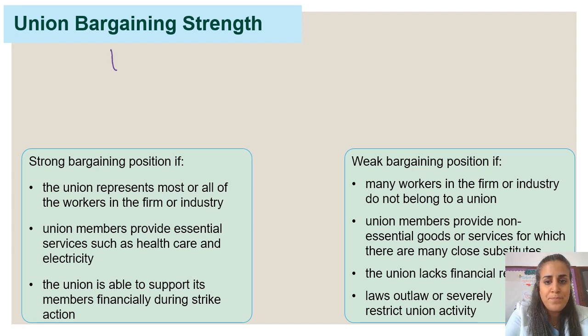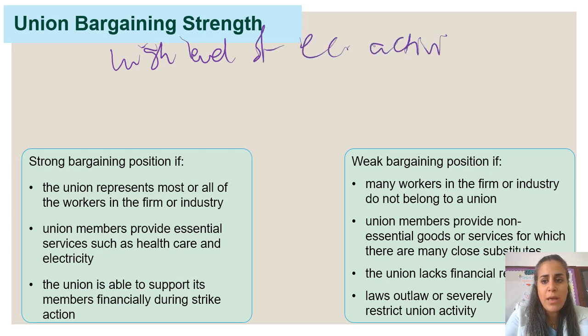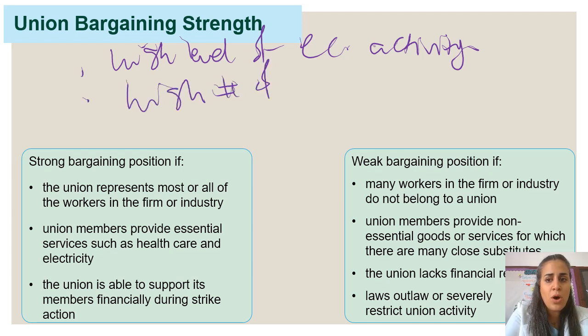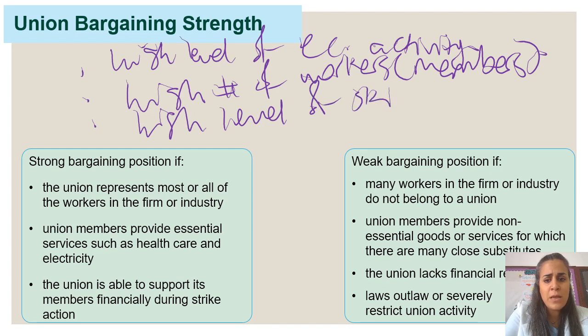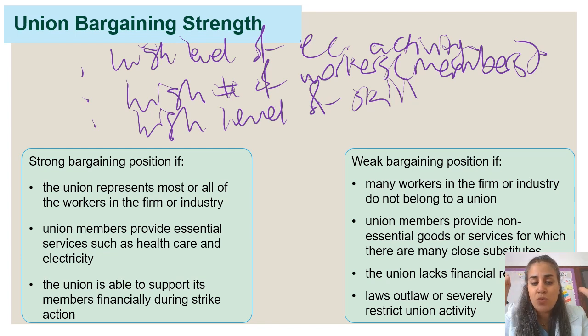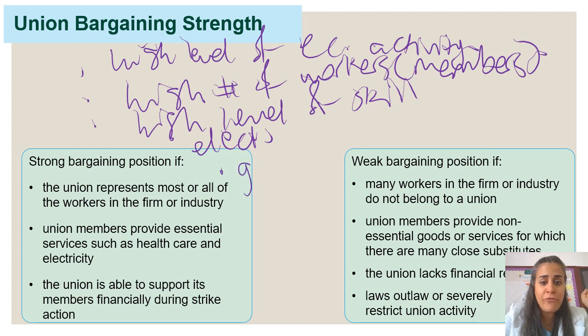The first one would be high level of economic activity. The second one would be high number of workers, which means specifically I'm talking about the members of the trade union. The third one would be high level of skill. And the fourth one would be consistent demand for the product produced by these workers. So for example, when we spoke about the electricity or the trains. And finally, it is favorable government legislation.